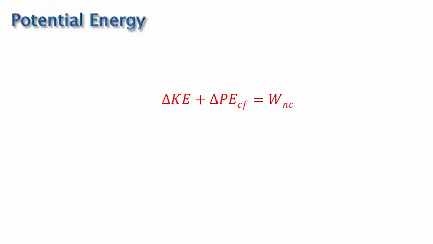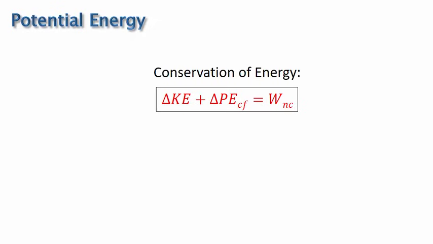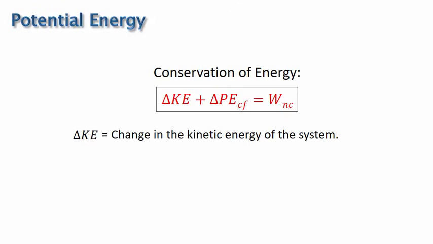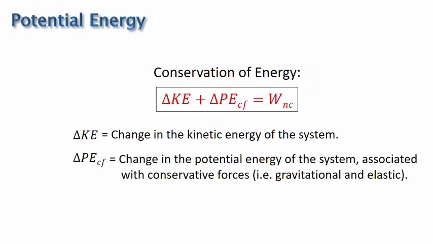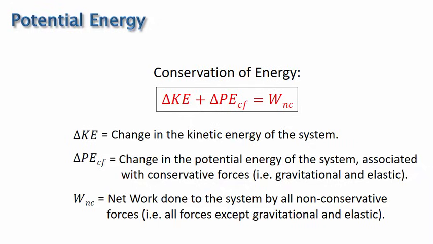Even though at its core, this is the same equation as before, in this form, it's typically referred to as the conservation of energy equation, where delta KE is the change in the kinetic energy of the system, delta PE is the change in the potential energy of the system, which is associated with conservative forces, i.e. for our course, just the gravitational force and the elastic force. And then W_NC is the net work done to the system by all of the non-conservative forces, or in other words, all of the forces other than the gravitational force and the elastic forces.